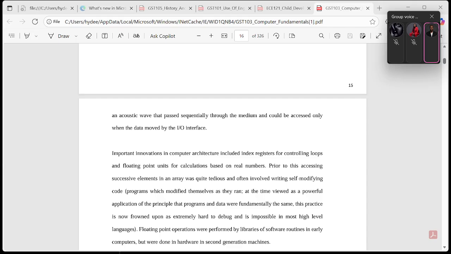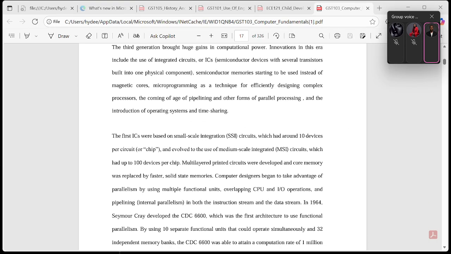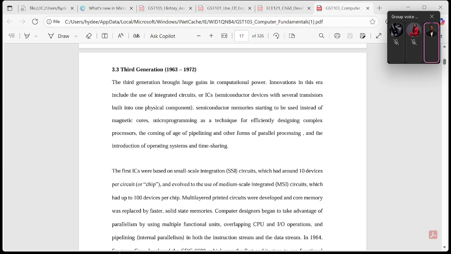So that's the IBM LARC. That's their supercomputing for the second generation. Then we move over to the third generation, 1963 to 1972.